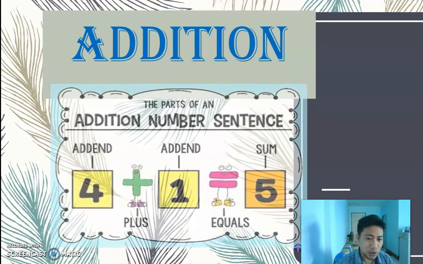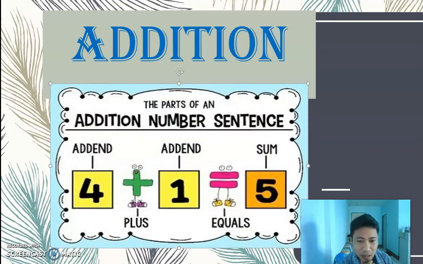Example here, as what you can see in your screen, the addition sentence is 4 plus 1 equals 5. So each of these digits or symbols has its own name. First here, 4 is what we call addend, and 1 is also addend. Any numbers that we are adding, we call them addends. And of course, 5 here is the answer, and we call it sum.